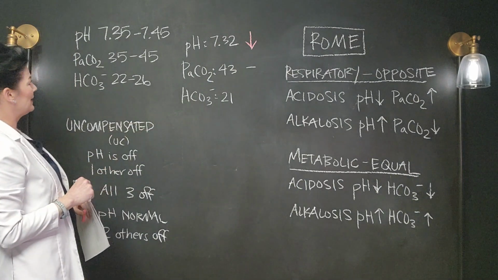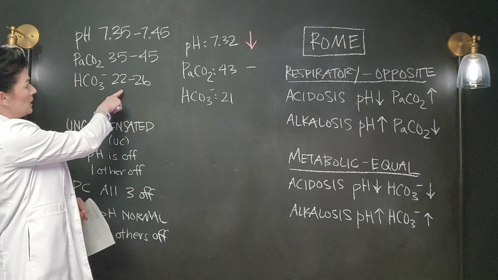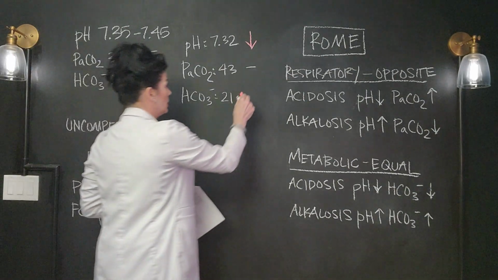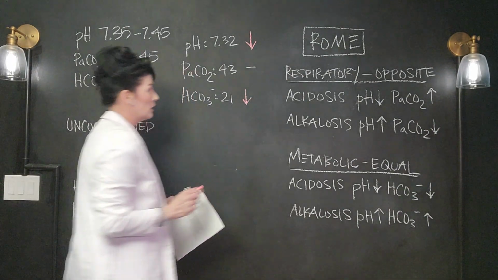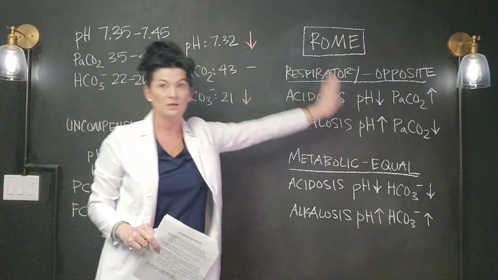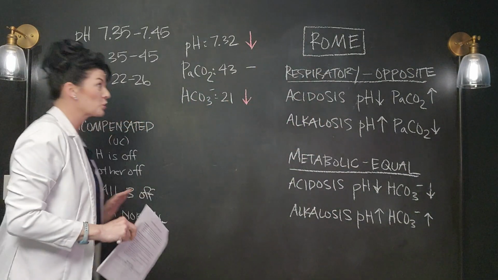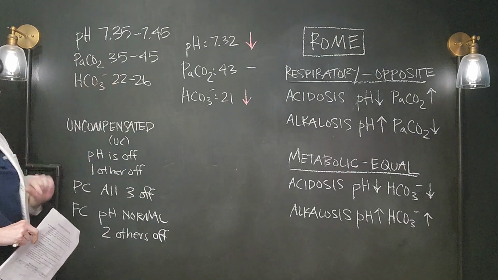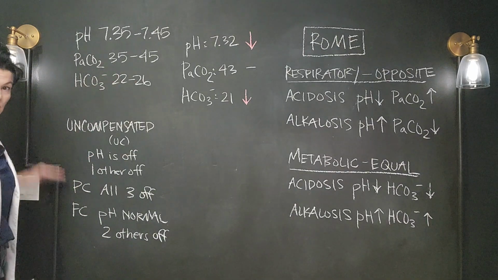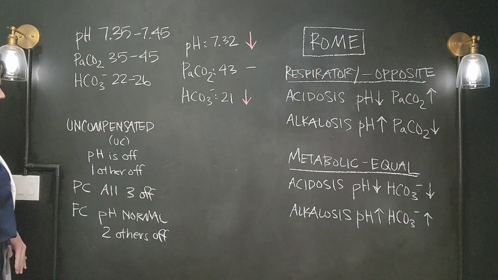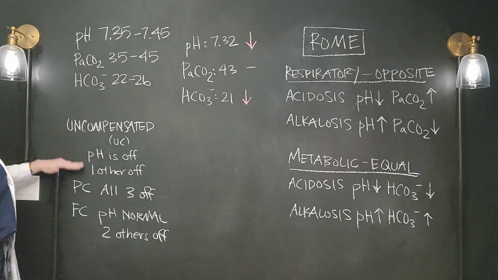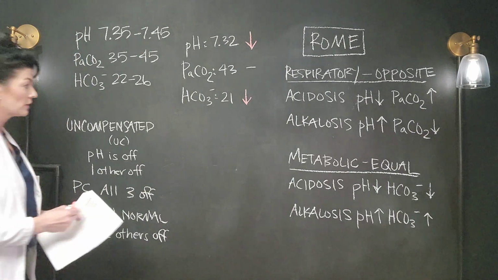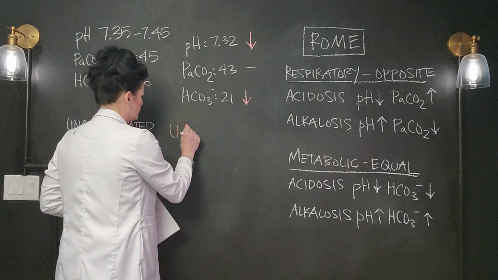When it comes to bicarb, is my bicarb high, low, or normal? It is low. Okay. All right, before we get into anything in ROME, let's start with our compensation. So if my pH is off and one of these other values is off, which compensation is happening? That looks like uncompensated. So we're going to start with uncompensated.